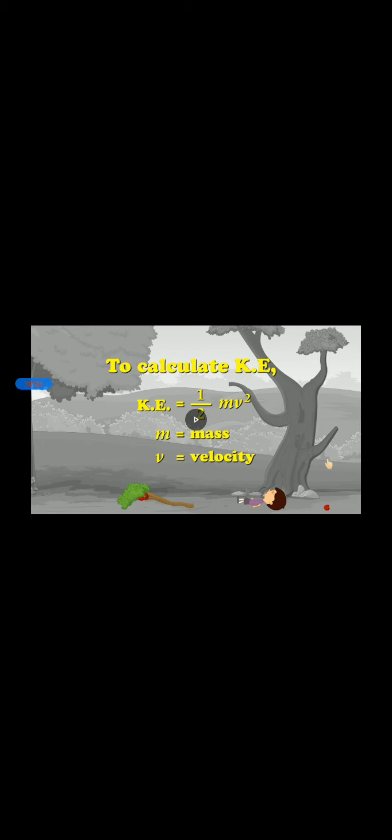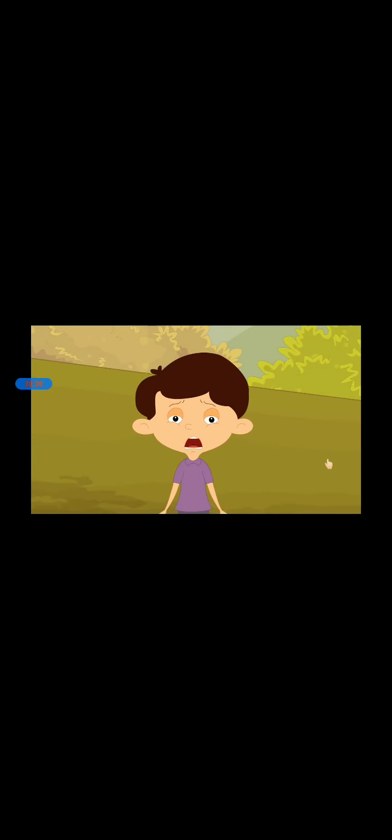Here m is for mass and v is for velocity. That's it for today. Tomorrow we will learn the expression for the kinetic energy.